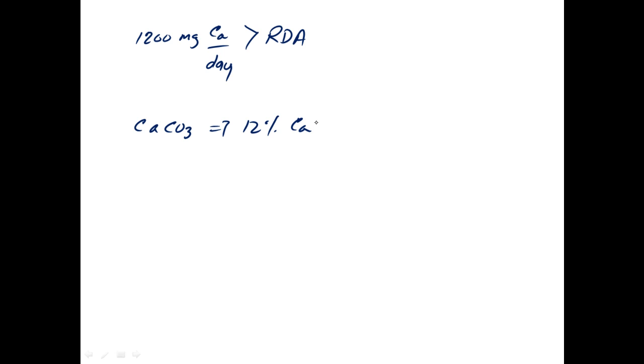The second problem says that you need 1,200 milligrams of calcium per day, and that's also called RDA. All right, and they tell us that the way we're going to get this calcium is through calcium carbonate, and calcium carbonate is 12% calcium. And we need to get 1,200 milligrams of calcium here. So here's the tricky part of this question.